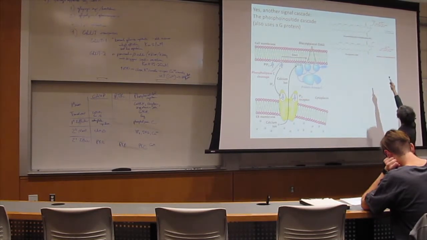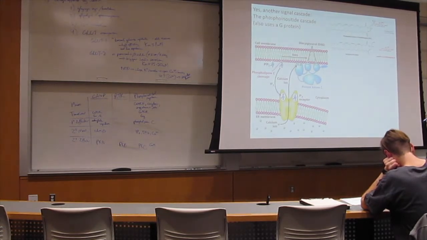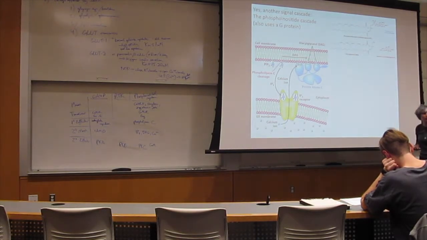PIP2 looks like that guy way at top. I have no laser pointer. Okay, no big deal. He's just a phospholipid. So we've got 2 fatty acid chains, and then the third part of the glycerol molecule, instead of a third fatty acid chain, he's got a phosphate group and then an inositol sugar. It's PIP2 because there's 2 phosphate groups on that sugar.